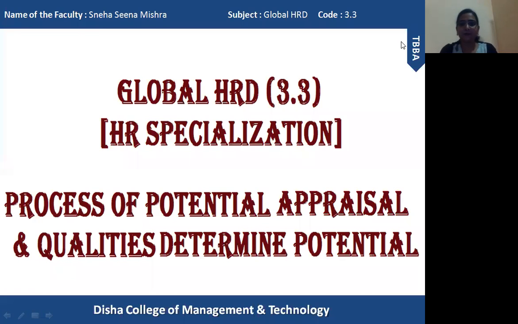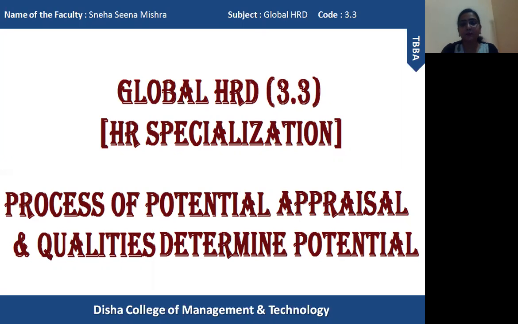Good evening, everyone. In the previous session of Global HRD, I was explaining about potential appraisal. What is potential appraisal? What is the basic purpose of potential appraisal and why do organizations need potential appraisal? That was the portion that I have already explained in the last session. In today's session, I am going to explain two topics related to potential appraisal.